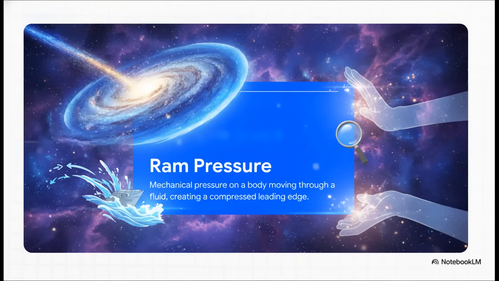To really wrap our heads around this, let's talk about ram pressure. Think of a ship plowing through the ocean and creating that churning bow shock. It's the exact same concept. As our galaxy moves, it slams into the intergalactic medium. This generates a massive, high-pressure bow shock on the forward front. The galaxy is literally pushing against the universe, and the universe is pushing right back.